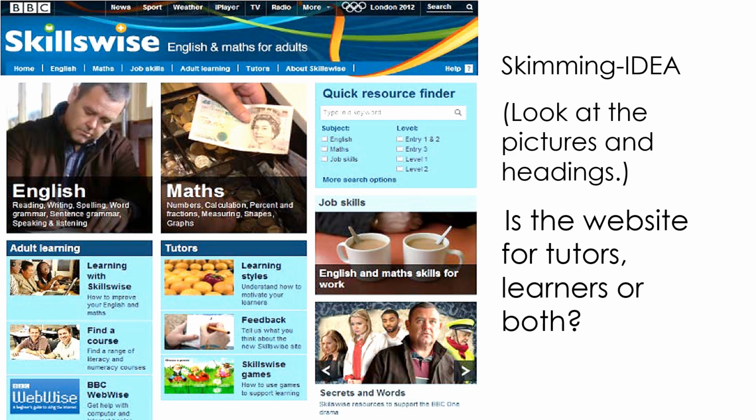Now, let's look at the headings. Okay, so what I see here is that you have your heading for tutors. And then I also find here adult learning. And I also see this subheading, find a course. Okay, so is the website for tutors, learners, or both? The answer is both, as evidenced by these titles, and we have here subheading.